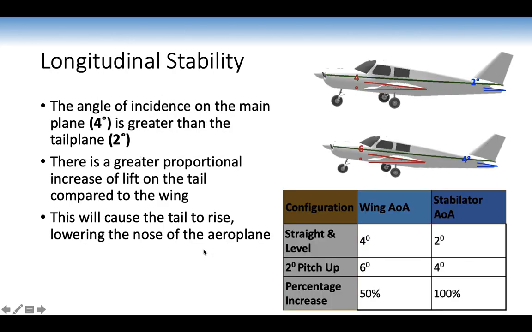So longitudinal stability. The angle of incidence on the main plane, 4 degrees, is greater than the tail plane. So there's a greater proportional increase of lift on the tail compared to the wing. So when the pilot pitches his nose up, say by 2 degrees, on the wing, it is a 50% increase in lift. However, in the stabilizer, there's a 100% increase. So this will cause the tail to rise, lowering the nose of the airplane. And you'll see this in flight in terms of longitudinal stability.